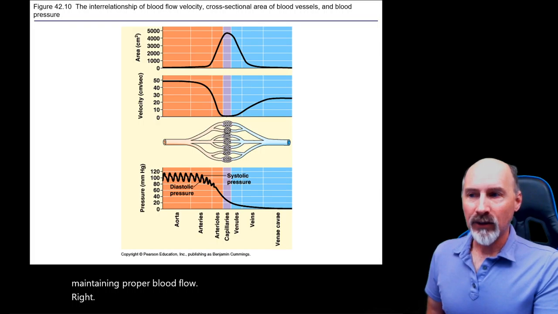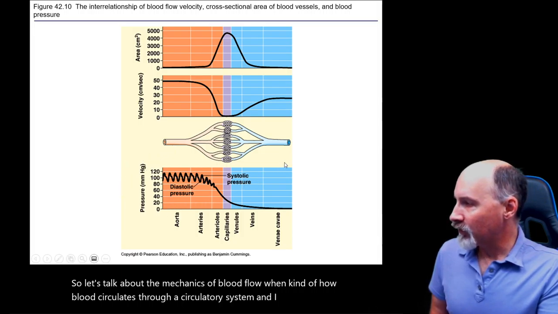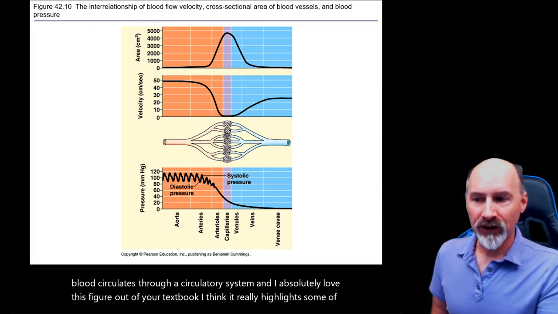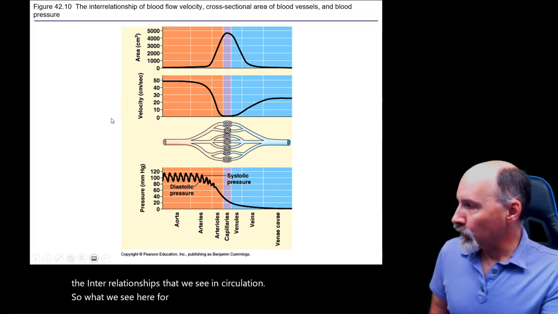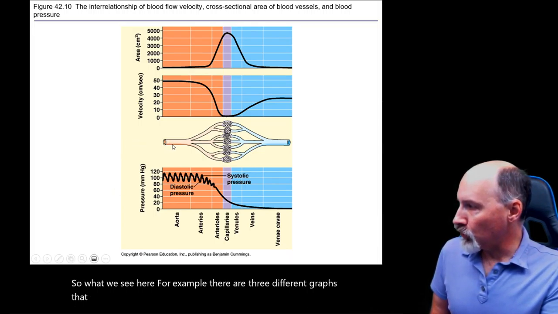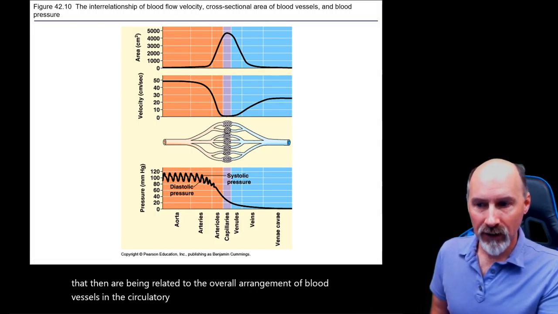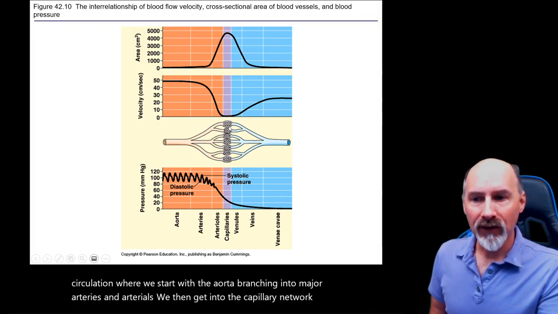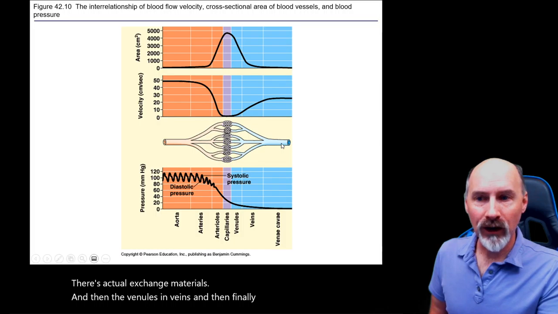So let's talk about the mechanics of blood flow and how blood circulates through a circulatory system. And I absolutely love this figure out of your textbook. I think it really highlights some of the interrelationships that we see in circulation. So what we see here are three different graphs that are being related to the overall arrangement of blood vessels in a circulatory system, specifically in the systemic loop, where we start with the aorta branching into major arteries and arterioles. We then get into the capillary network where there's actual exchange of materials, and then the venules and veins, and then finally back to the vena cava, returning to the heart.